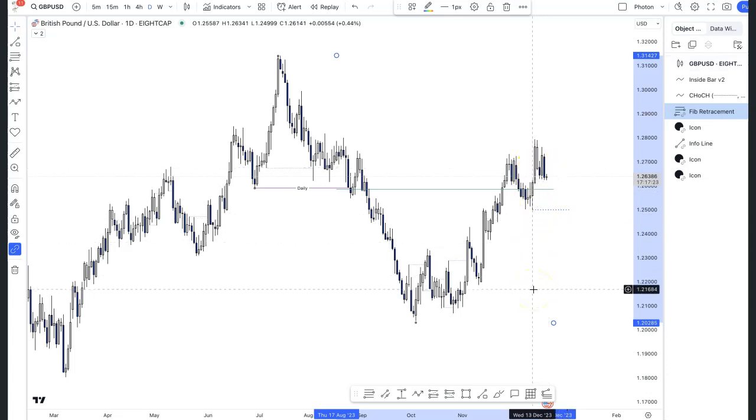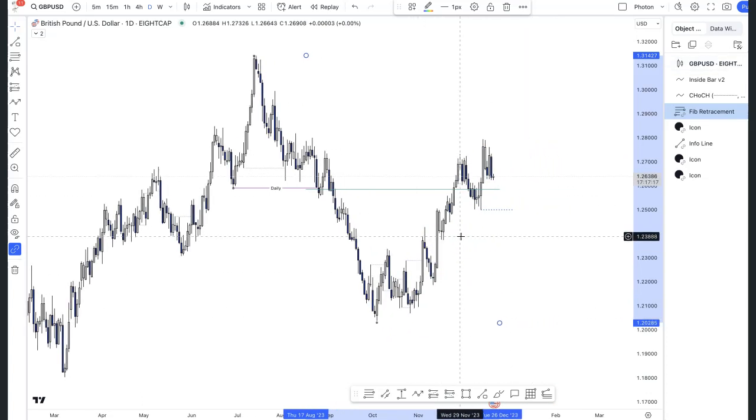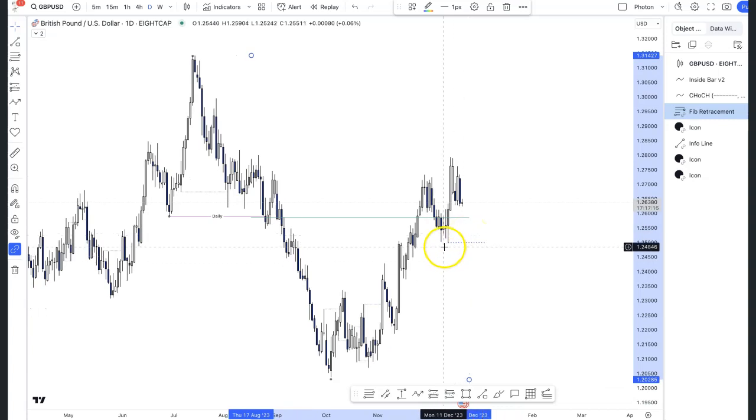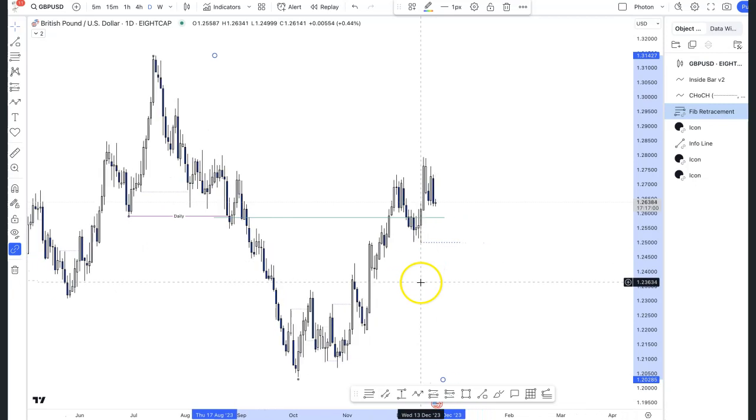So now the next question is, how do we know whether the pullback is over or not? For that, I look at whether the price at least has a change of character. So if it breaks this low, then we know there is a change of character, and sometimes this also coincides with the internal structure. So again, that's a little subjective.